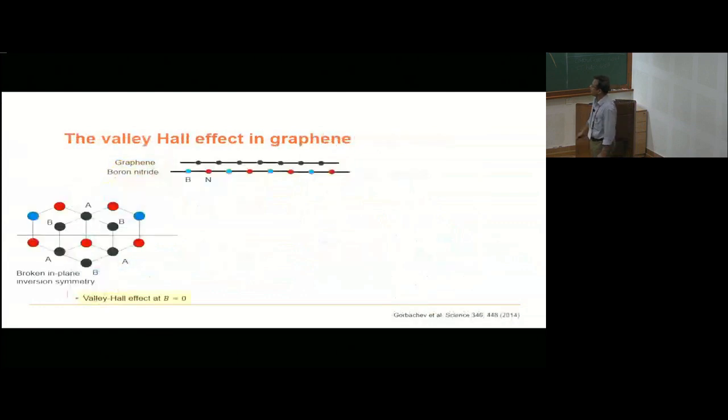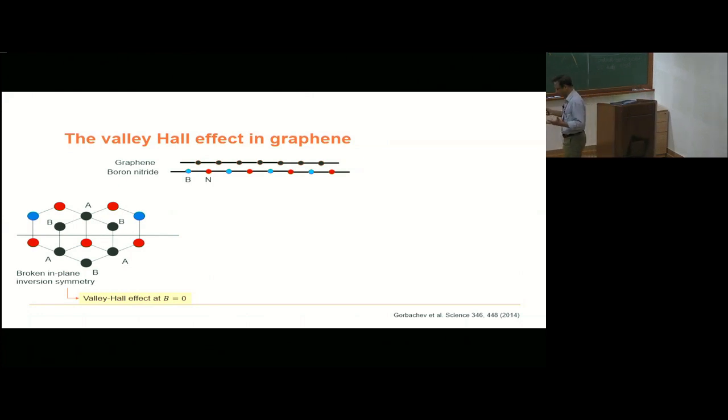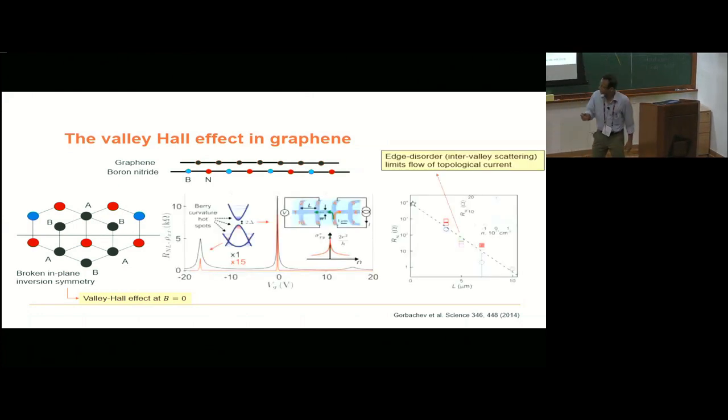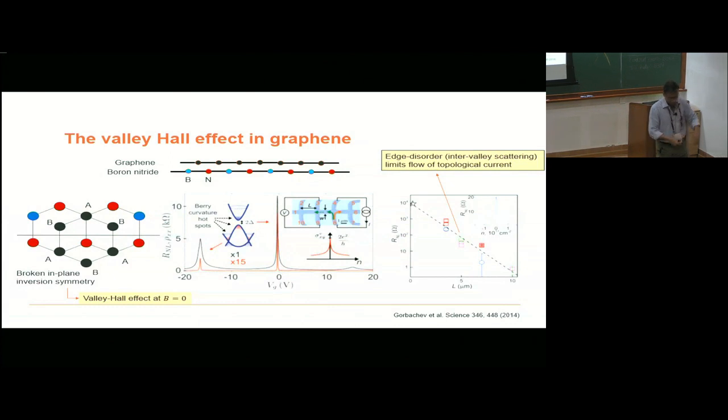Okay. You can do the same thing even in the case of single-layer graphene. For example, if you put single-layer graphene on a boron nitride structure, because boron and nitrogen are different chemical species, they break the in-plane mirror symmetry, and that leads to the valley Hall effect even in single-layer graphene. And as a result, you can see very strong non-local signals in the case of single-layer graphene kept on boron nitride.